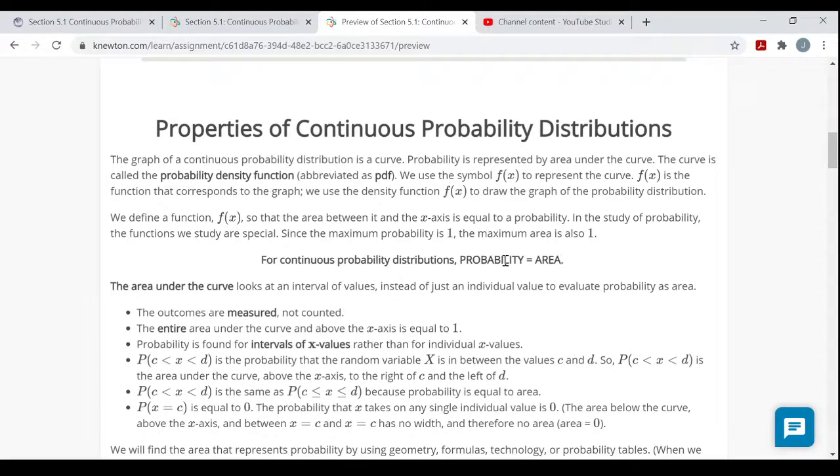So they put this in bold here, a huge thing. I've mentioned it already. For continuous probability distributions, probability equals area. Now you've already come across one part of this text of the KnewtonAlta homework where this is covered. You've already come across this concept. If you recall the empirical rule for normal distributions, remember bell-shaped curves? Those were continuous density curves.